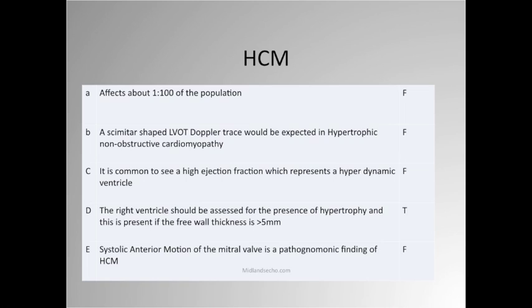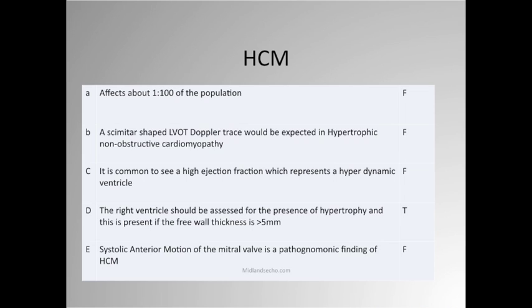You start with a small volume because the muscle's grown in, so you'll have a small cavity size and end up with an almost obliterated cavity. So although ejection fraction is high, it's not a hyperdynamic ventricle. It's a ventricle that is struggling to keep up its cardiac output. Similarly, the function is not good, even though the ejection fraction is 90%.